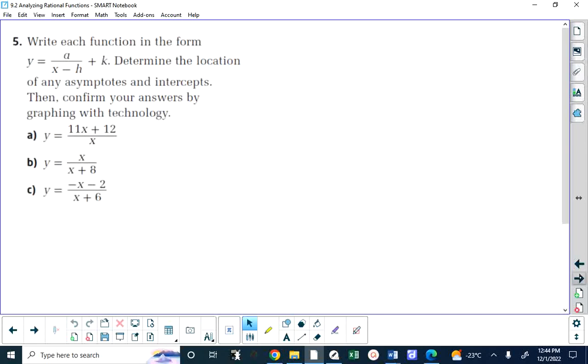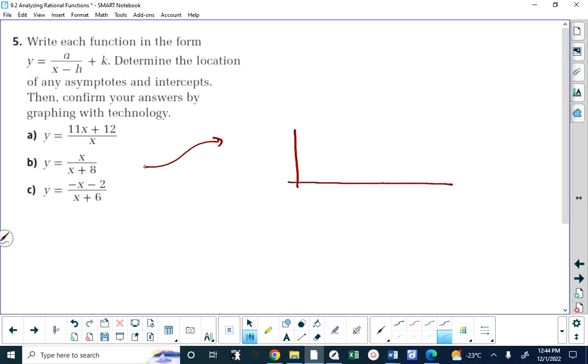So this is one of these ones where we want to write this as y = a over x minus h plus k. I'm going to do B first. The example that I gave you that had this as a task could have been accomplished by doing synthetic division. So if I did synthetic division of x divided by x plus 8, then I have to put the negative 8 here.